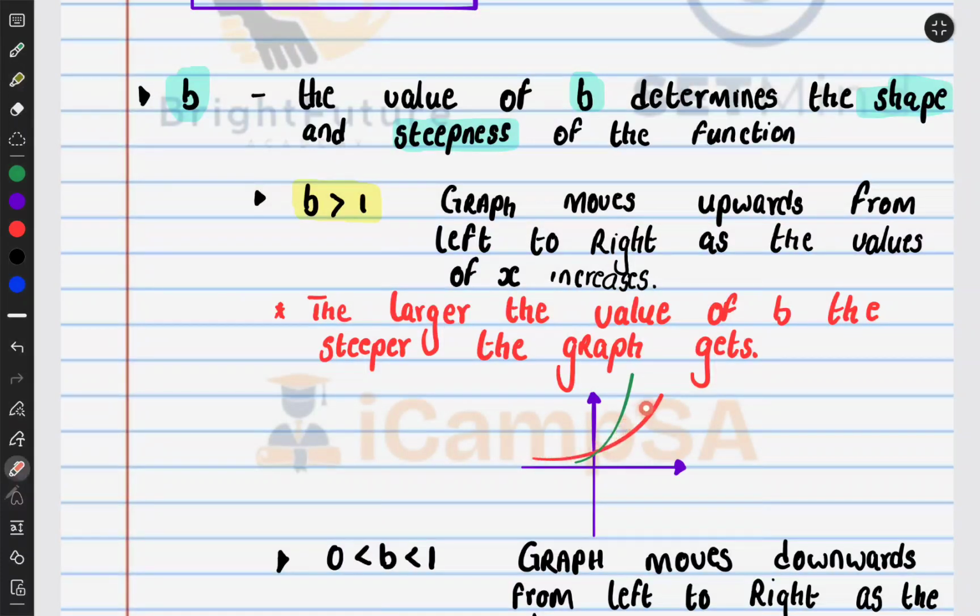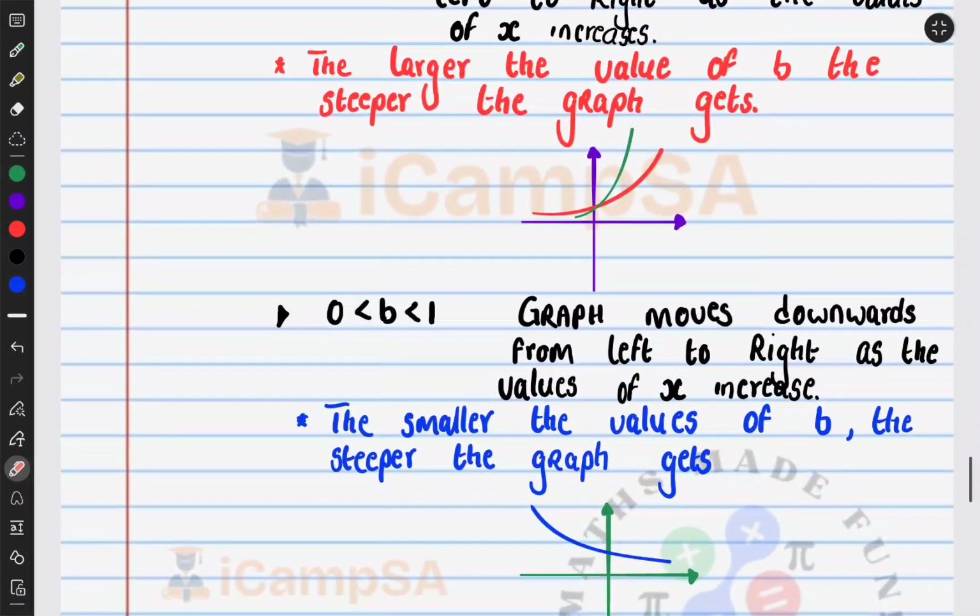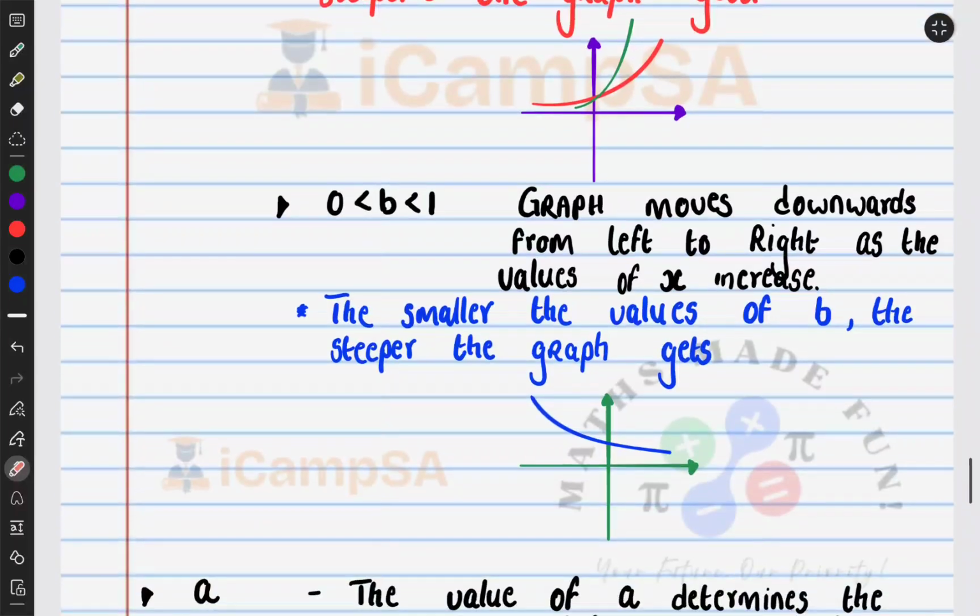As you can see here, the function moves upwards as the values of x increase. As we are moving from the left to the right, the function increases like that, so that is when b is greater than 1, or that is when we have that restriction whereby b is greater than 1. Okay, now let's look at the second restriction.